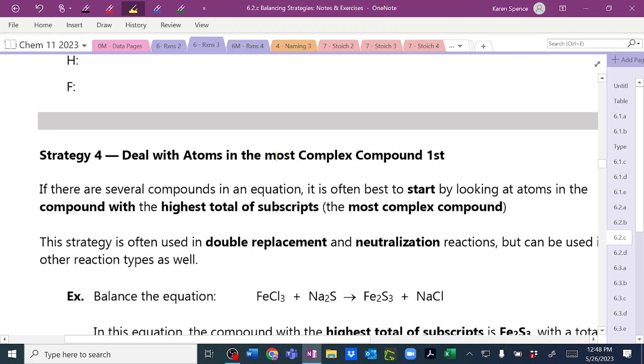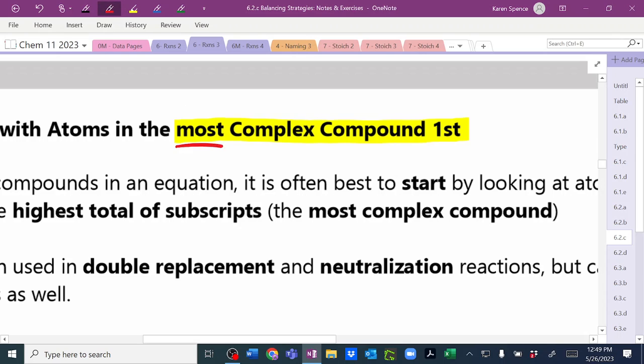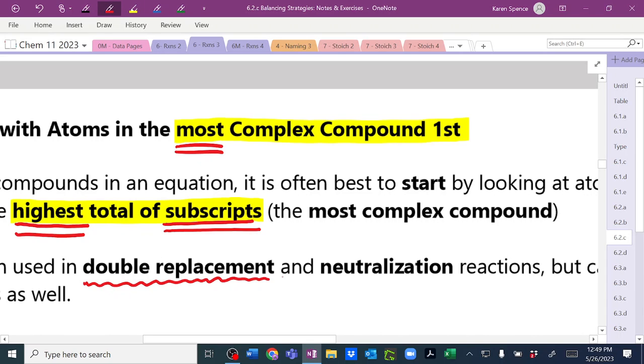Deal with atoms in the most complex compound first. The most complex compound will be the one with the highest total number of subscripts. Look for the most subscripts, and that will be your most complex compound. This is especially useful if we're doing double replacement and if we're doing neutralization, because neutralization is just a special form of double replacement.